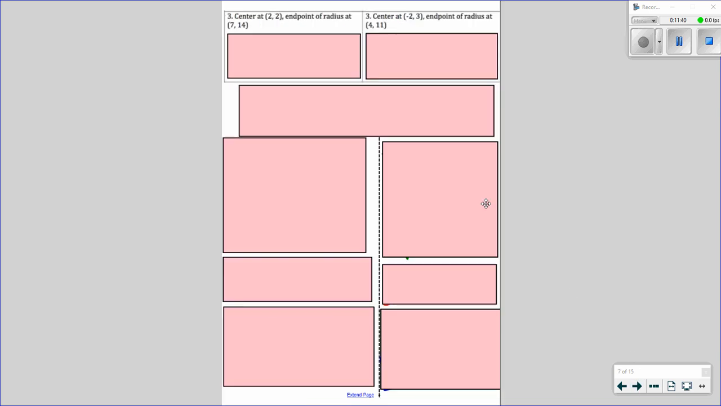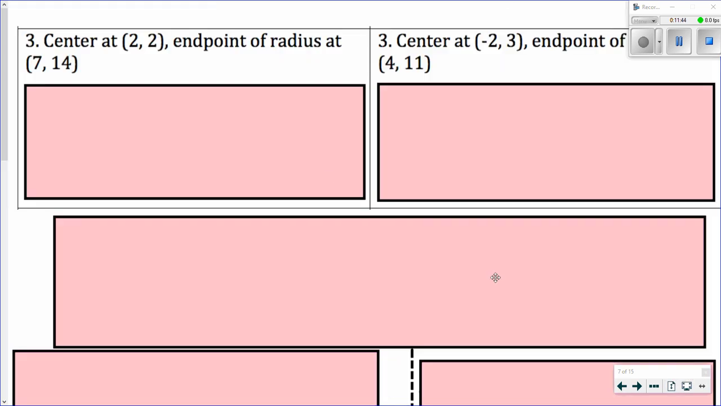Okay. So now we just have more examples. It says the center is at (2, 2), and the endpoint of a radius is (7, 14). So we need to find the standard form, the equation that's going to represent this, the equation of a circle.